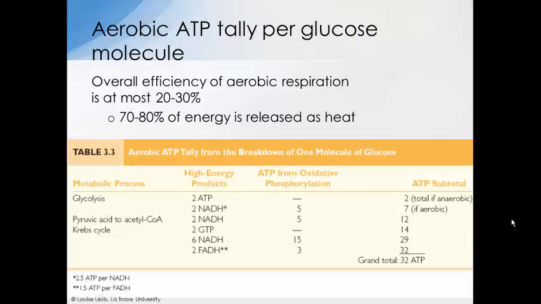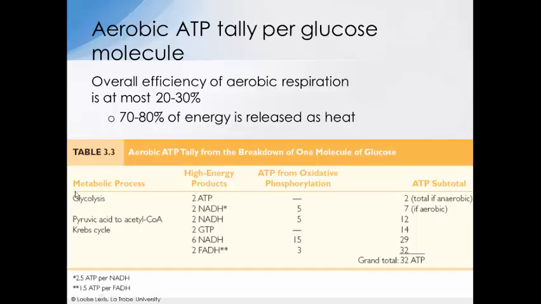Now if we look at the tally from an individual molecule of glucose broken down aerobically, you'll see a grand total of 32 ATP. Remember that there were 2 ATP produced by glycolysis. So the aerobic breakdown of glucose produces a much larger amount of ATP than the anaerobic breakdown of glucose. The overall efficiency of aerobic respiration is at most 20 to 30%, and I did mention this point earlier in a previous clip. So that means that 70 to 80% of energy is released as heat.